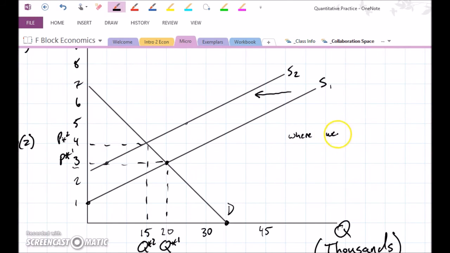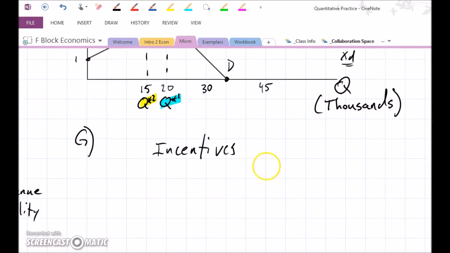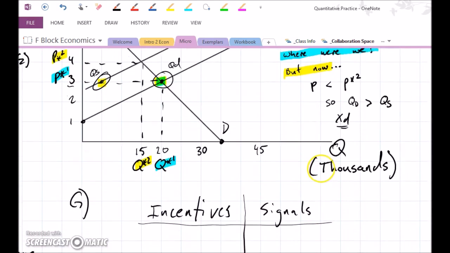So we need to ask the question, where were we? Well, we were at P star 1, which is there and there. But now we're at P star 2, which means if price is still at P star 1, well then we need to look there first. P star 1 is less than P star 2, so what are we going to have? Well, there's our quantity demanded, there's our quantity supplied. Quantity demanded is greater than quantity supplied, we have excess demand. Then we need to just figure out what our signaling and incentives are going to be in this situation.